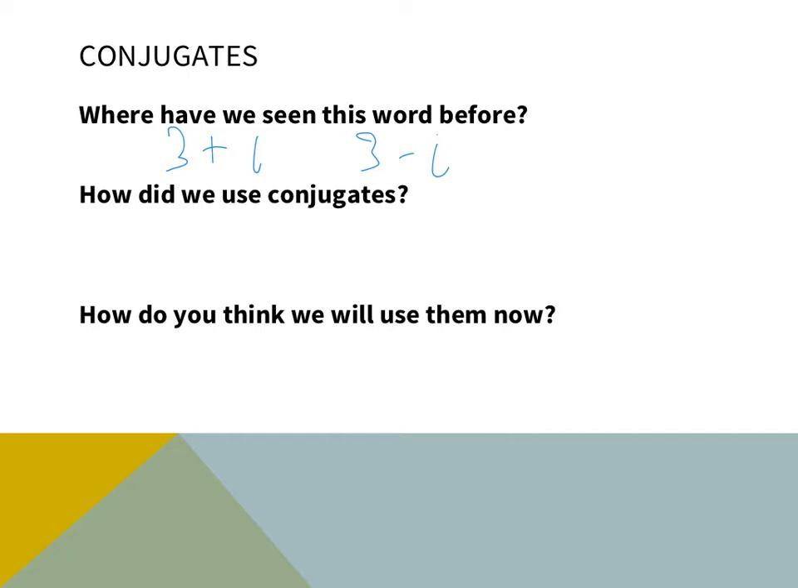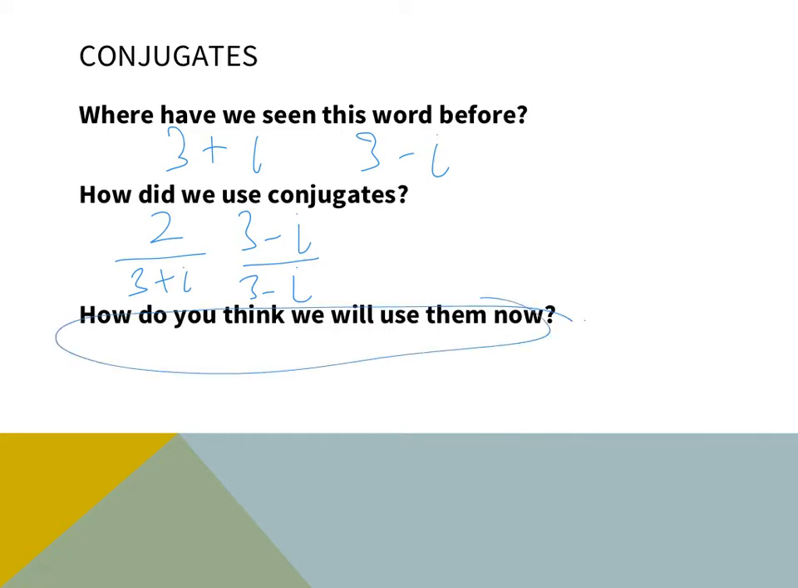It was with division. If we had like 2 over 3 plus i, we would multiply both by 3 minus i over 3 minus i. That would allow us to rationalize the denominator. Since i is the square root of -1, we had to get rid of a square root in the denominator. Now we're dealing even more with square roots. So if we have division and there's square roots in the denominator, we've got to get rid of it. That's how we're going to use them now. I just answered that question because I can't ask you in a video.